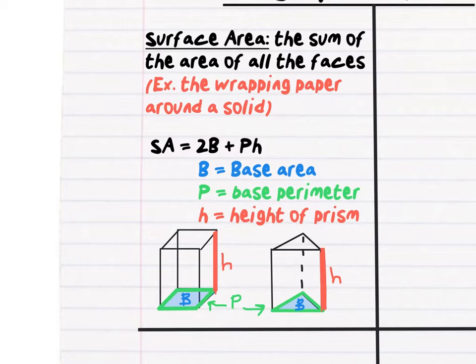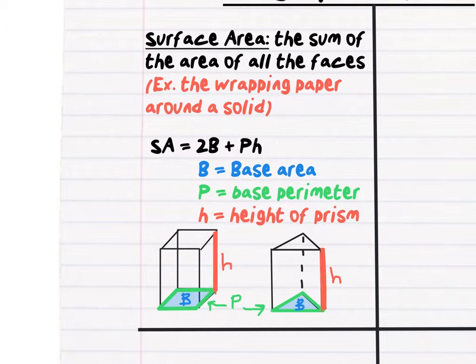Okay, so what we're going to talk about right now is the surface area. Now, the surface area is the sum of the area of all the faces. So, for example, it's the wrapping paper around a solid. And surface area is a two-dimensional measurement because think about wrapping a box with wrapping paper. When you unfold that wrapping paper, you can lie it flat on the table, and that's a two-dimensional measurement.